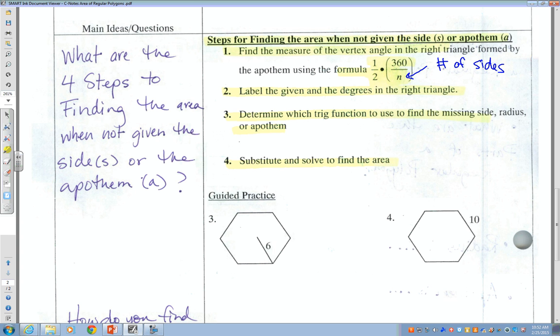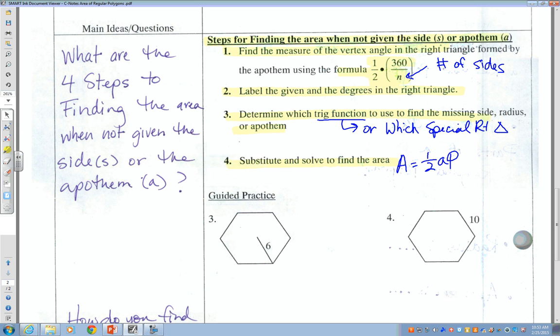Then label the given measurements and the degrees on the right triangle. Determine which trig function you need to use, or which special right triangle to use. Then you're going to substitute, once you get it all labeled and calculated, and solve for the area. When we solve for the area, we're always going to end up using 1/2 times the apothem times the perimeter, or half the product of the two.